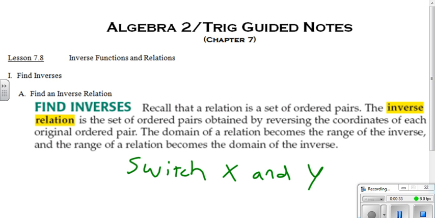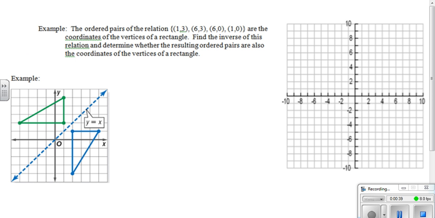So the domain of a relation becomes the range, and the range becomes the domain in the inverse. If we have the ordered pairs (1, 3), (6, 3), (6, 0), and (1, 0), that would be these points here. They're the coordinates of the vertices of a rectangle. So it would make this box right here.